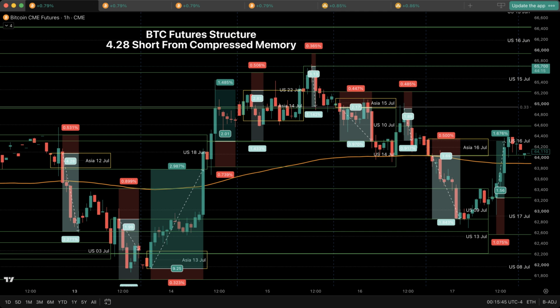If you chase after the green candle, the risk-reward dies. The trade pays because the base holds before the move becomes obvious.